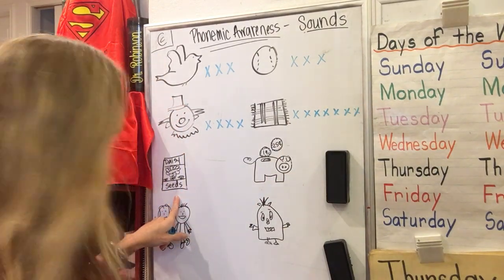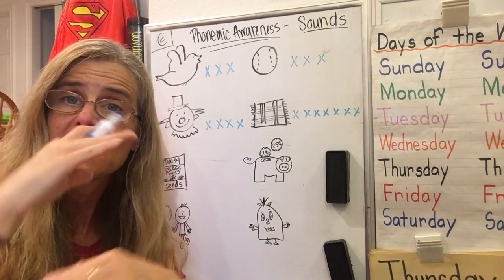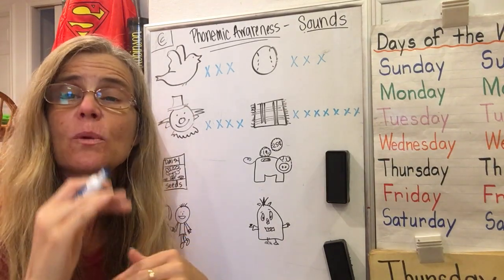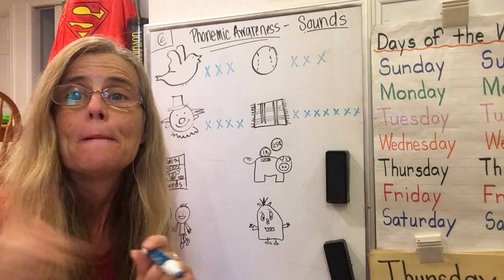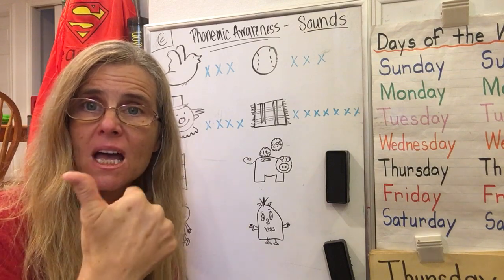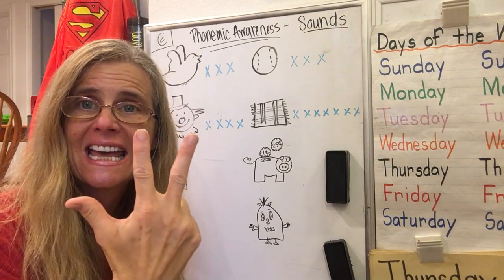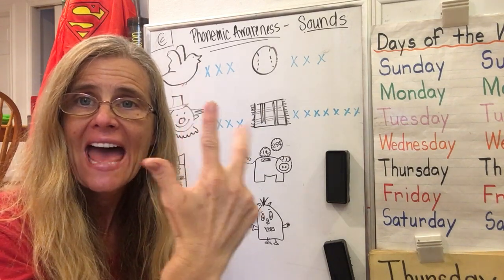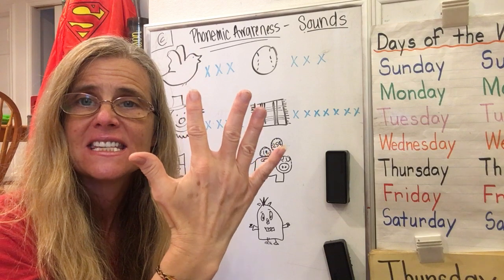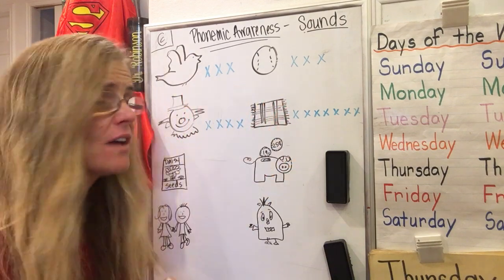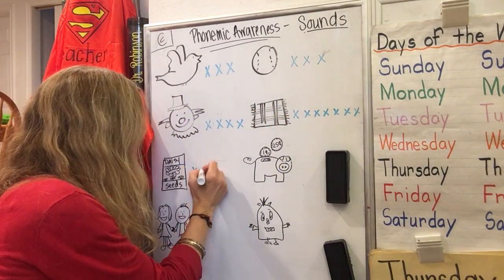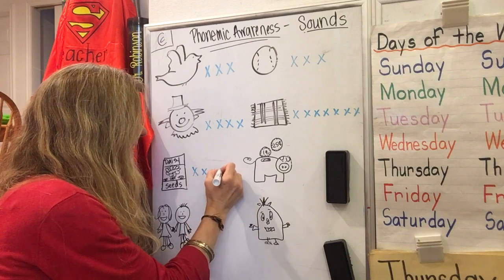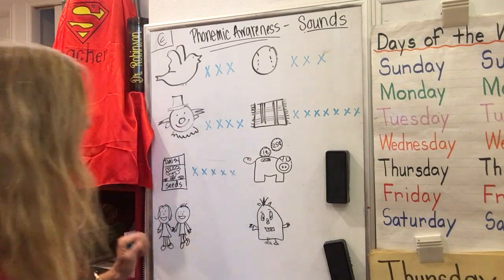These are seeds for daisies, but they come in a container or a little package that we call a packet. Packet. P, a, k, e, t. 5 sounds.